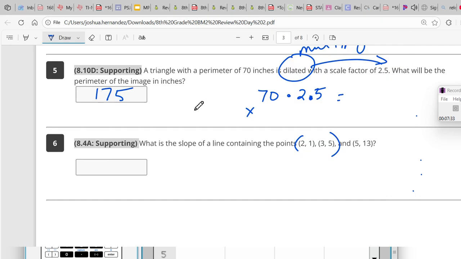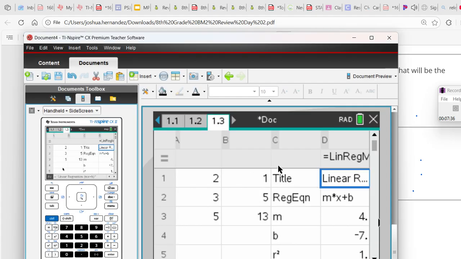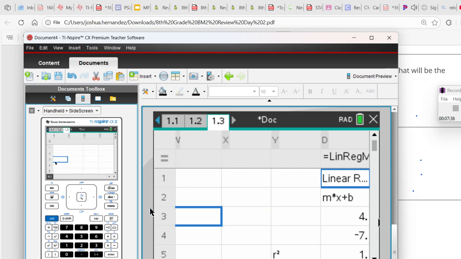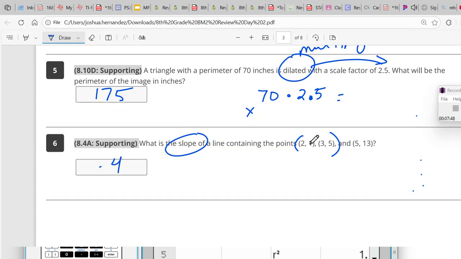Slope, right? I think it's negative 4. Oh, it's just 4. How does that go so far? 4, just 4.